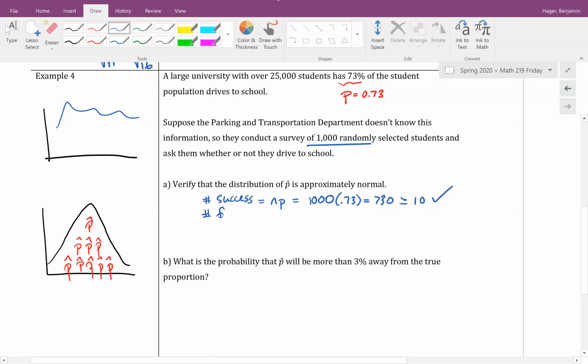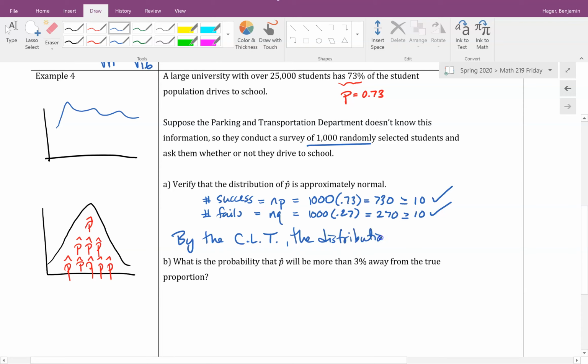And same, we need the number of fails, which is n times q. If 73% of students drive to school, then q would be the 27% of students that do not drive to school. That's 270. Again, well above 10. So, therefore, the distribution of p hats is approximately normal by the central limit theorem.